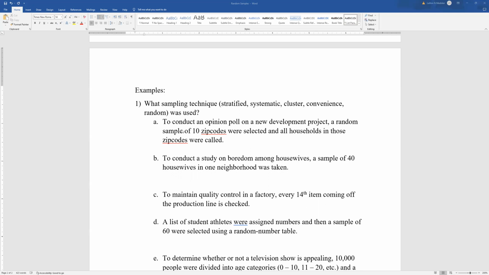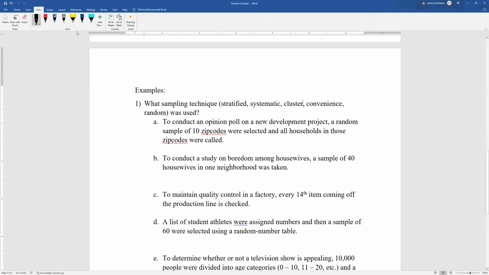So notice we randomly selected the groups, the zip codes. That's like a regional place that you live. Different zip codes are regional. And then all of the households in those zip codes, those 10 that we chose, are called. So that is going to be cluster sampling.